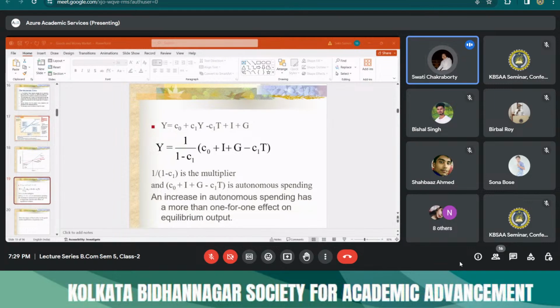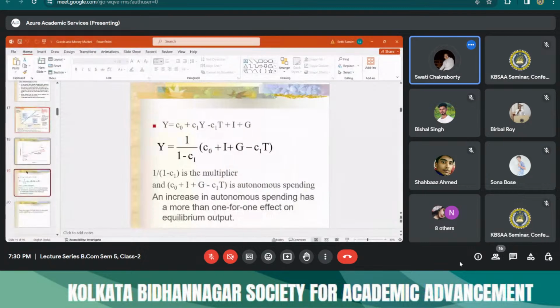And 1 by 1 minus C1 is the Keynesian multiplier. So what happens is an increase of the autonomous spending by 1 unit has a huge impact on the equilibrium output. And what is the extent of increase of output? That is denoted by the multiplier 1 by 1 minus C1. Okay, so let's go to the next slide, please.